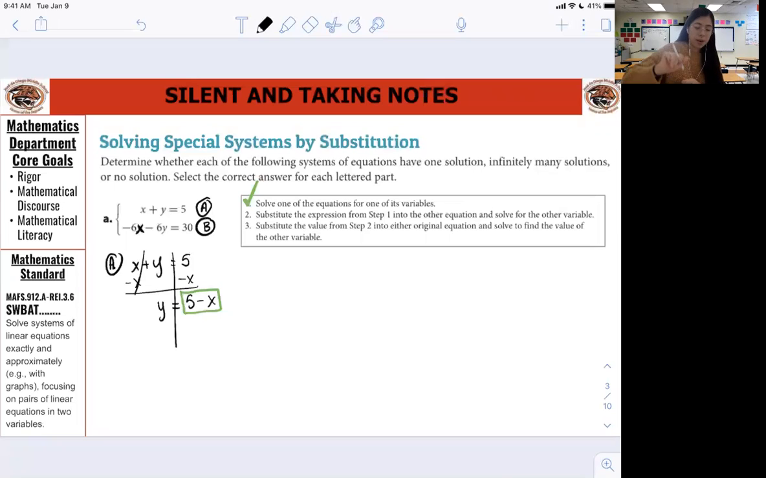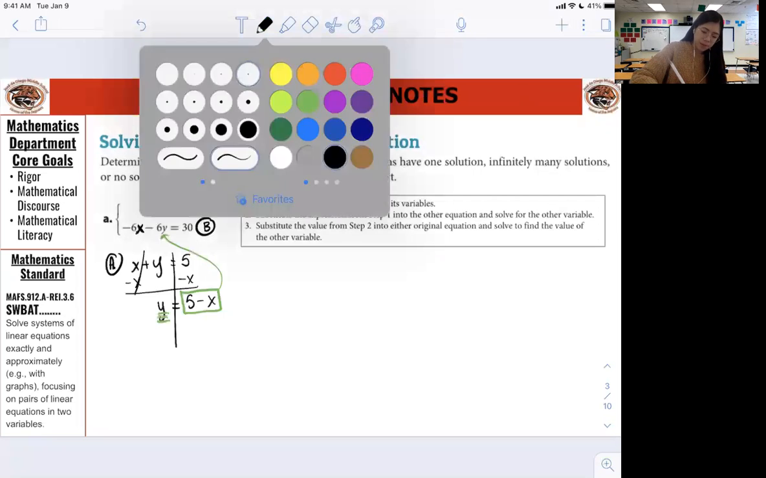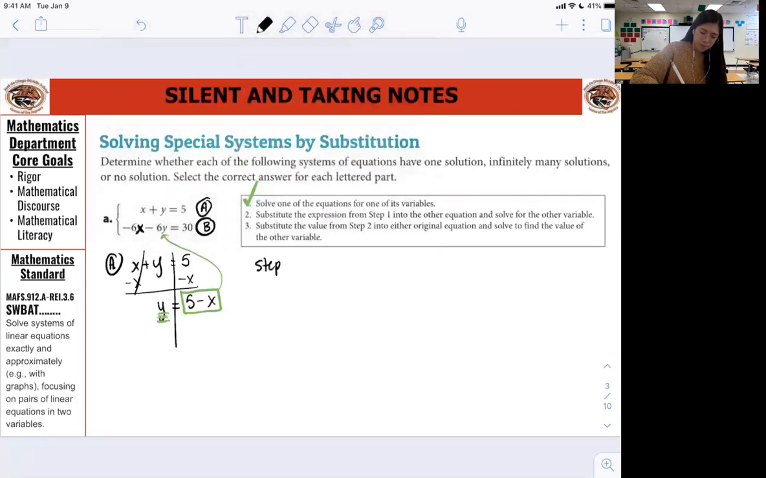And so we got to plug it in. Should I plug it in for x or should I plug it in for y? Y. Good. We're plugging it in for y because that is the variable that is isolated. So here we go. Step 2. I take equation B and I plug in my expression for y.